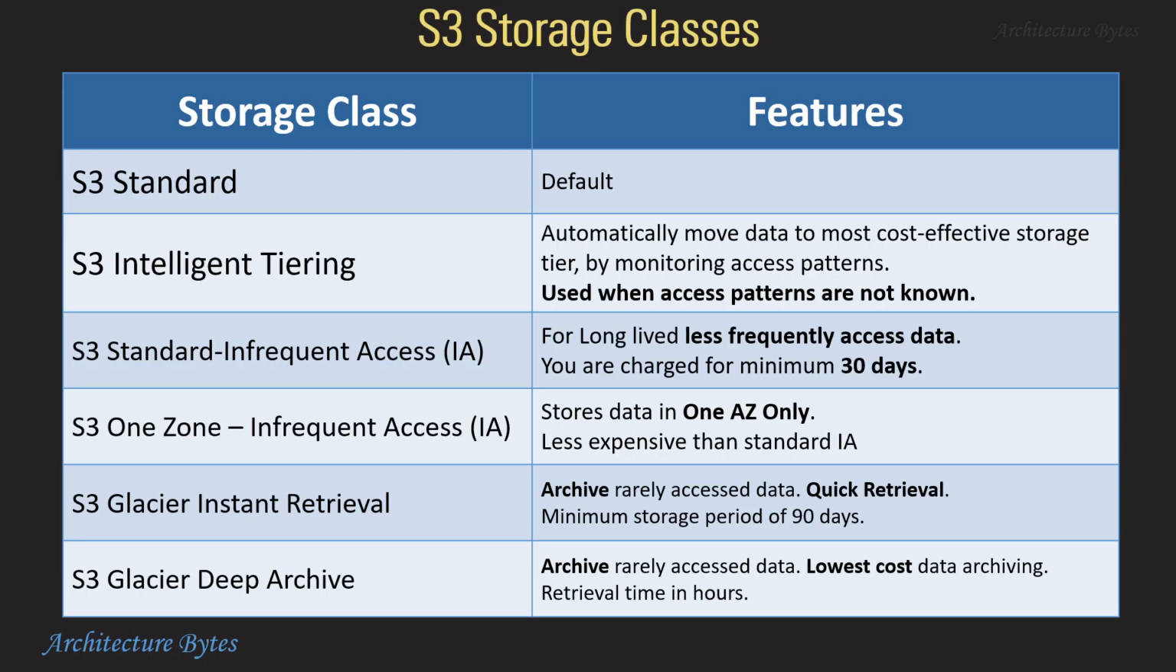S3 Glacier Instant Retrieval. This is for archiving data that is rarely accessed. Retrieval is quick and minimum storage period is 90 days. S3 Glacier Deep Archive. This is to archive rarely accessed data. It is the lowest cost data archiving solution. Retrieval time is in hours.